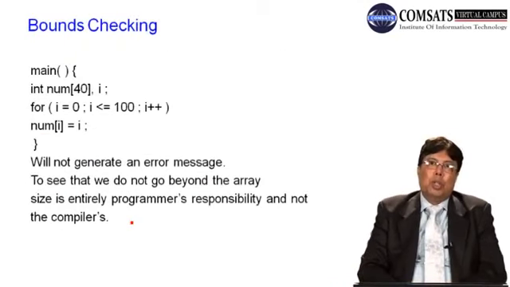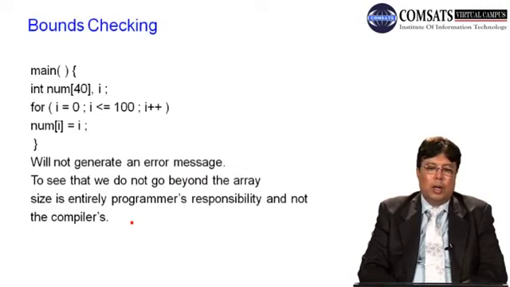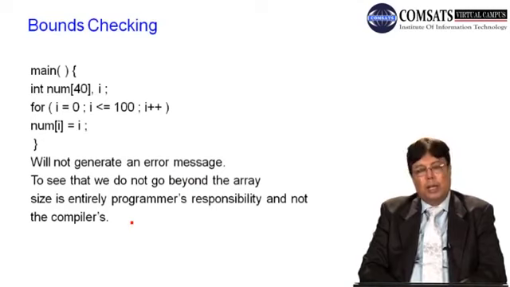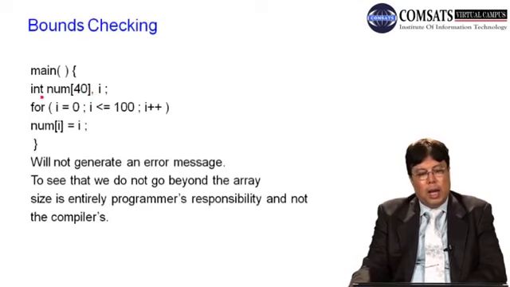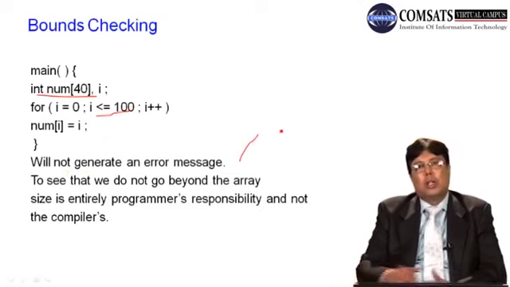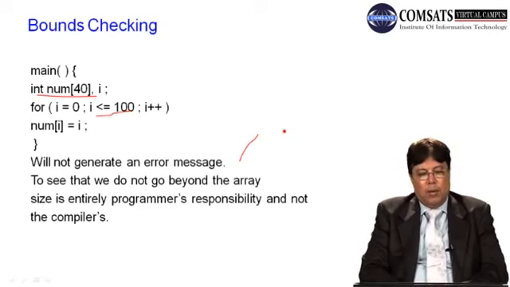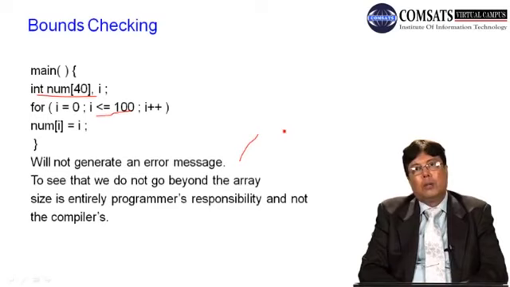Bounds checking. int num[40]; for i equal to 0, i less than or equal to 100, i plus plus, num[i] = i. What's going on here? The array has been defined with size 40 and I'm using it up to 100. So what will happen? It will not generate an error message. What we do beyond the size is the responsibility of the programmer.